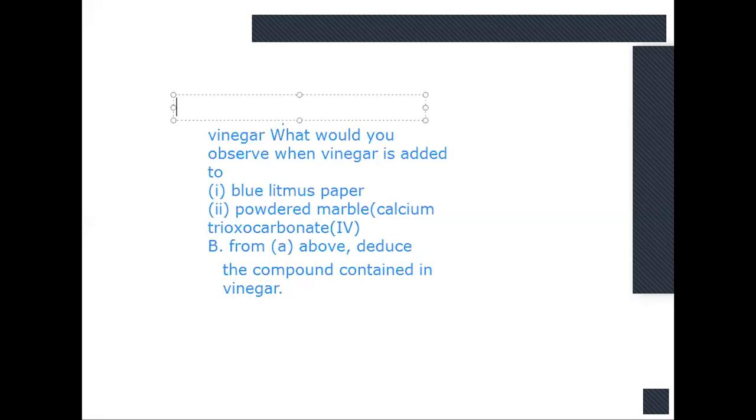Then the next part is, what would you observe when the vinegar, the acid, is added to powdered marble, calcium trioxocarbonate(IV)? Now this calcium trioxocarbonate(IV), or the powdered marble, you know it has this carbonate compound. And in the properties of an acid, we observe that anytime an acid reacts with a carbonate, carbon dioxide gas is released. So over here, carbon dioxide gas is released. It is not formed, but it is rather released.